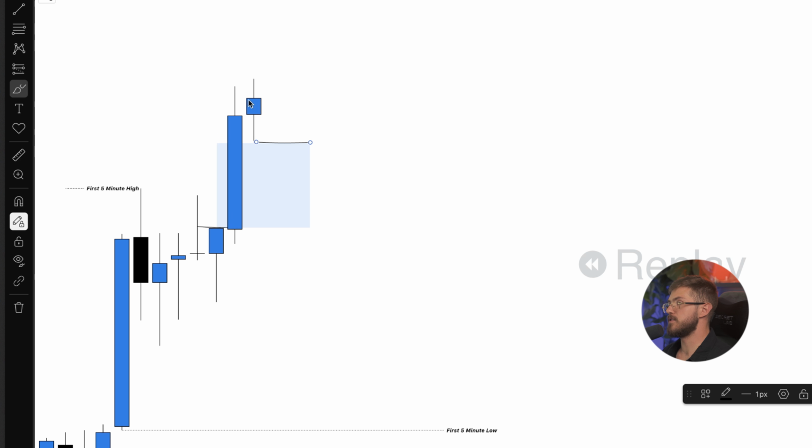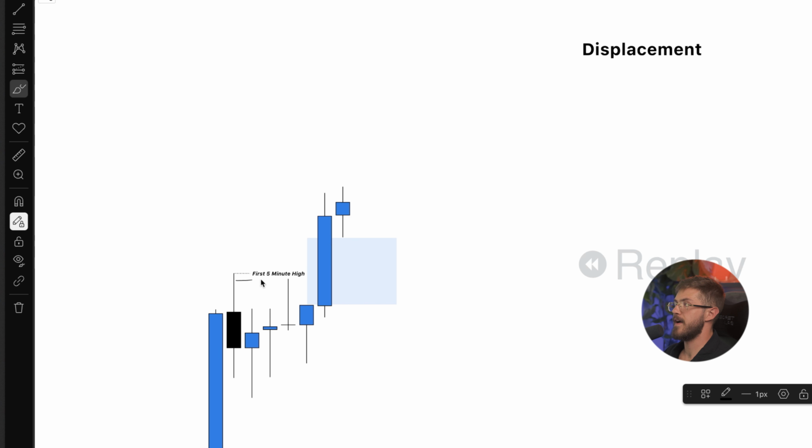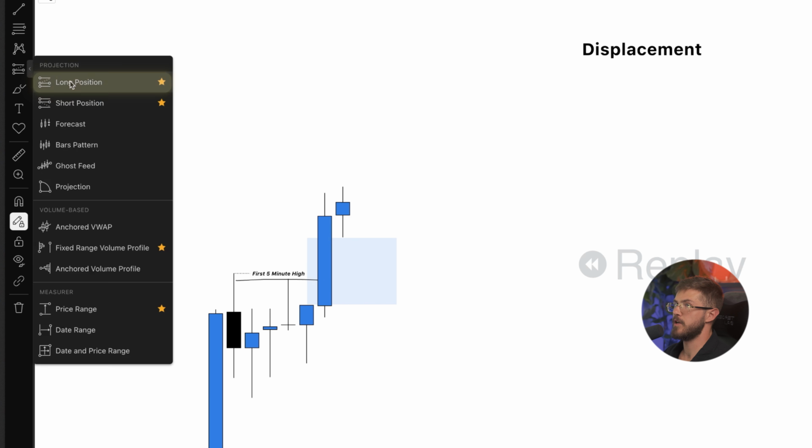And in order for the market to do that, there had to be some very large forces at play, especially if we're doing it through the first 5-minute high, because the most amount of volume in the entire day occurs in that first 5 minutes. So as soon as the first 5-minute high is broken and we have a fair value gap created from it, we are good to enter the trade.